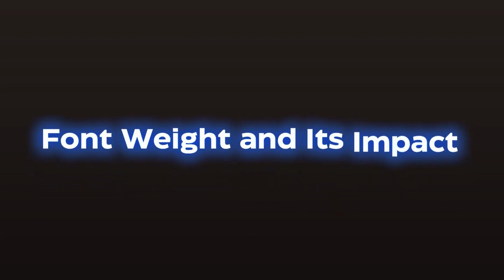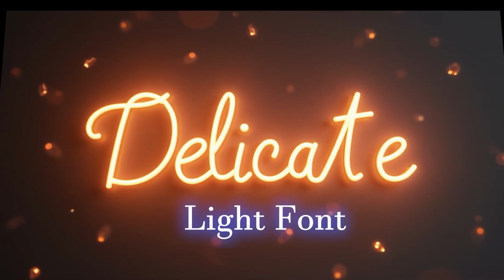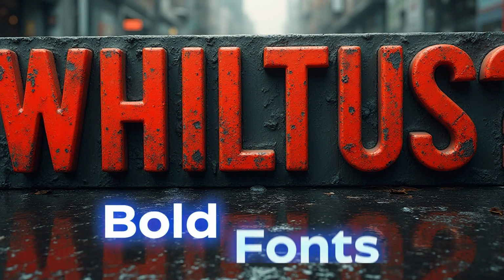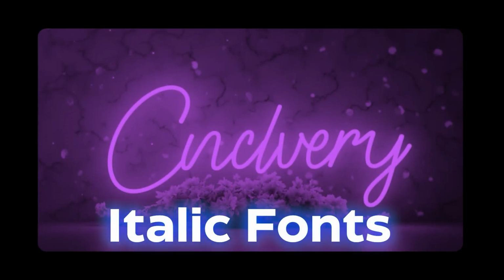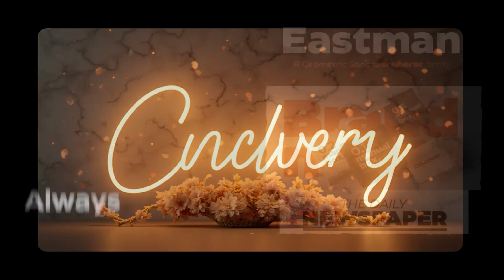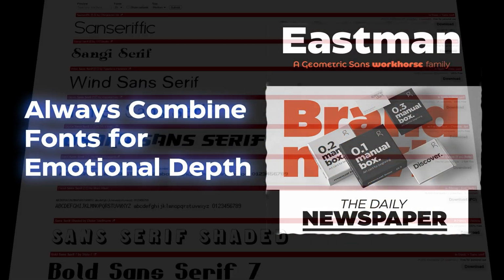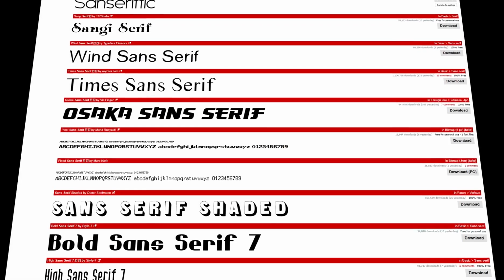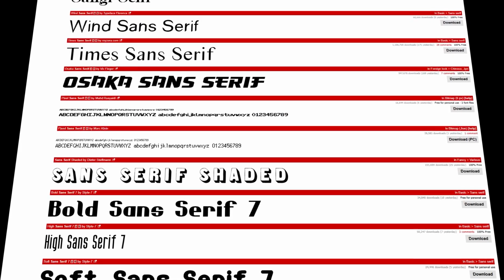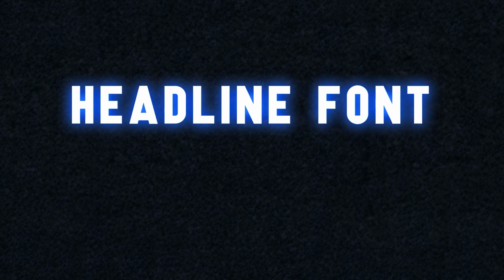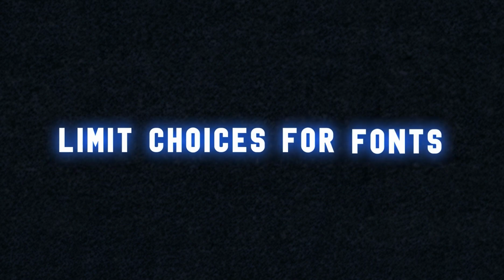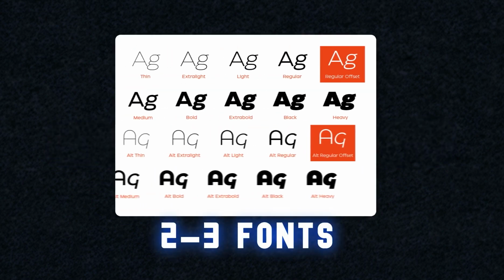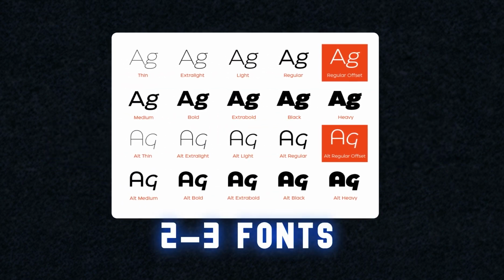Font weight and its impact. Light fonts feel delicate, airy or elegant. Bold fonts exude strength, confidence or importance. Italic fonts add emphasis or a sense of emotion. Always combine fonts for emotional depth. Use a contrast pair, a serif font with a sans serif font, for balance. Font hierarchy. Use larger, bolder fonts for headlines to grab attention and smaller, simpler fonts for body text. Limit choices for fonts. Stick to 2-3 fonts to maintain a clean and cohesive design.